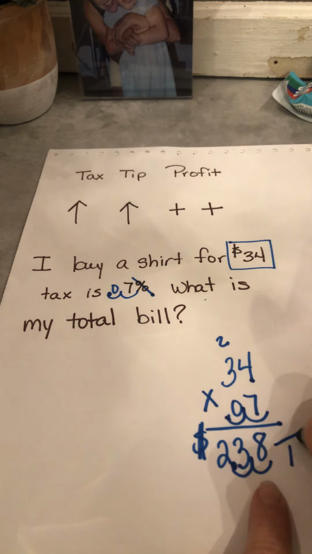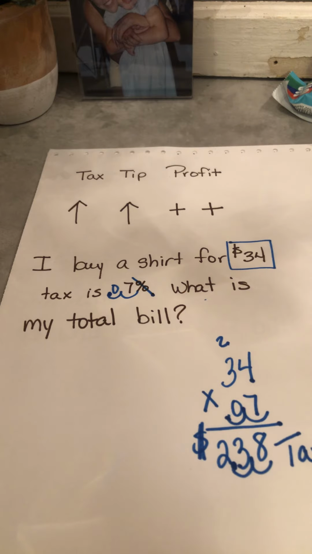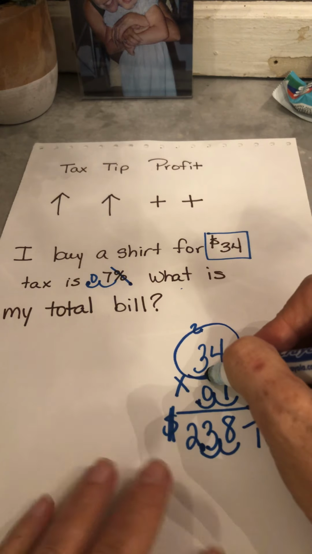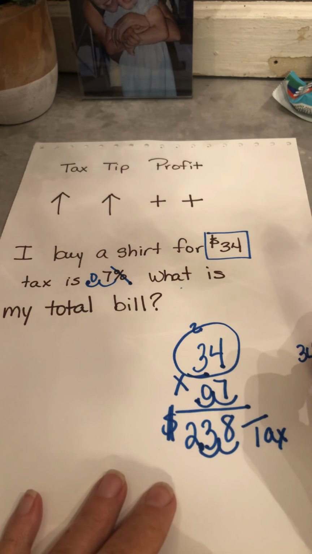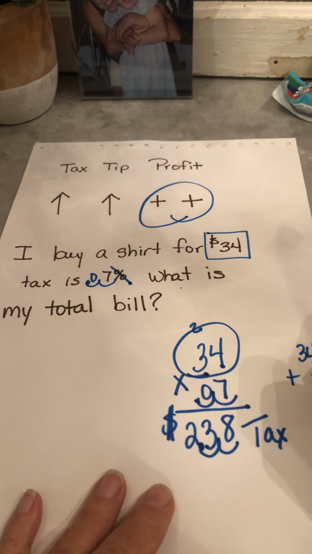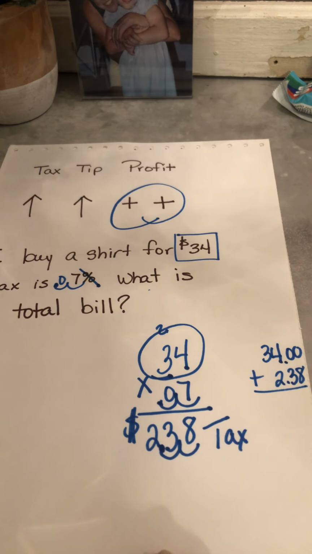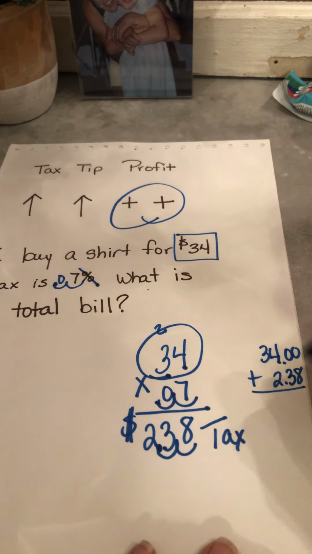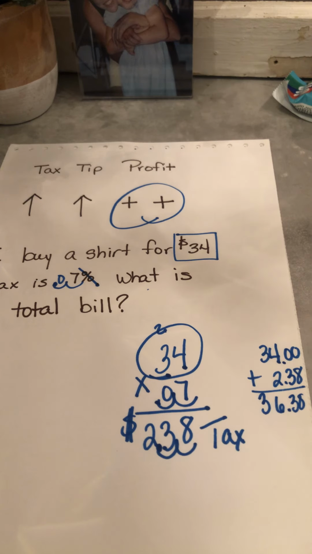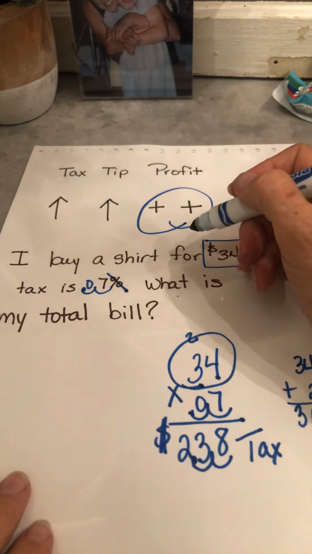I'm hoping you're shaking your head. No, that's the tax. How do I figure out my total bill? Well, I take the 34 that I started with, and I add the $2.38. Shouldn't my bill be bigger than it was before? Yes, because when you add tax, your bill gets bigger. So now I'm ready to add, and I find out my bill is $36.38. So that's how much I'm really going to pay for this shirt.